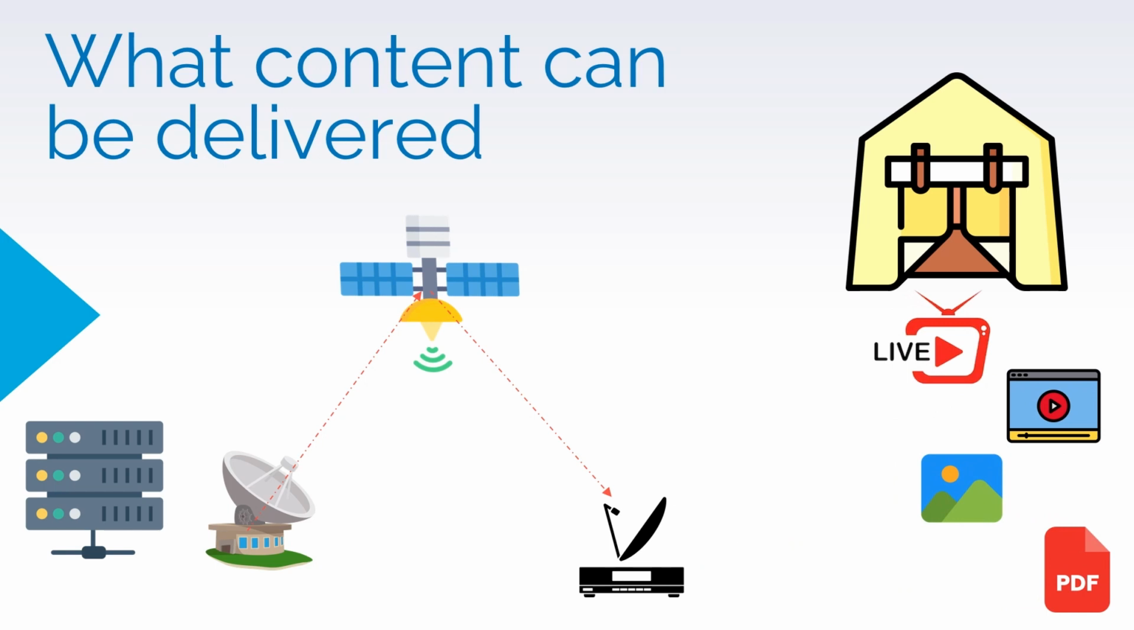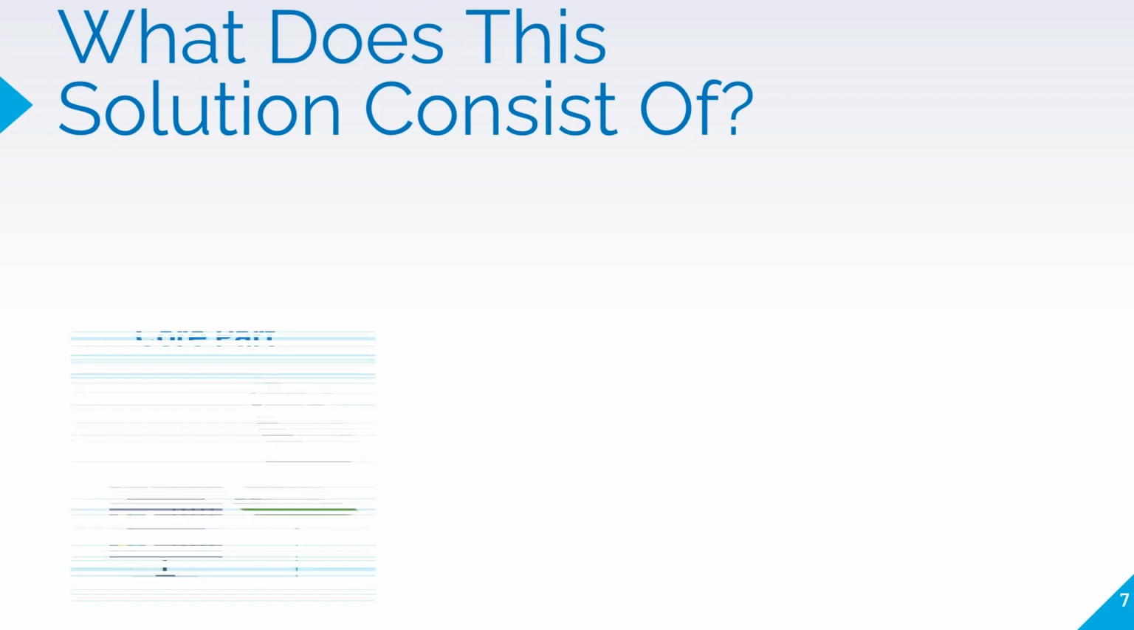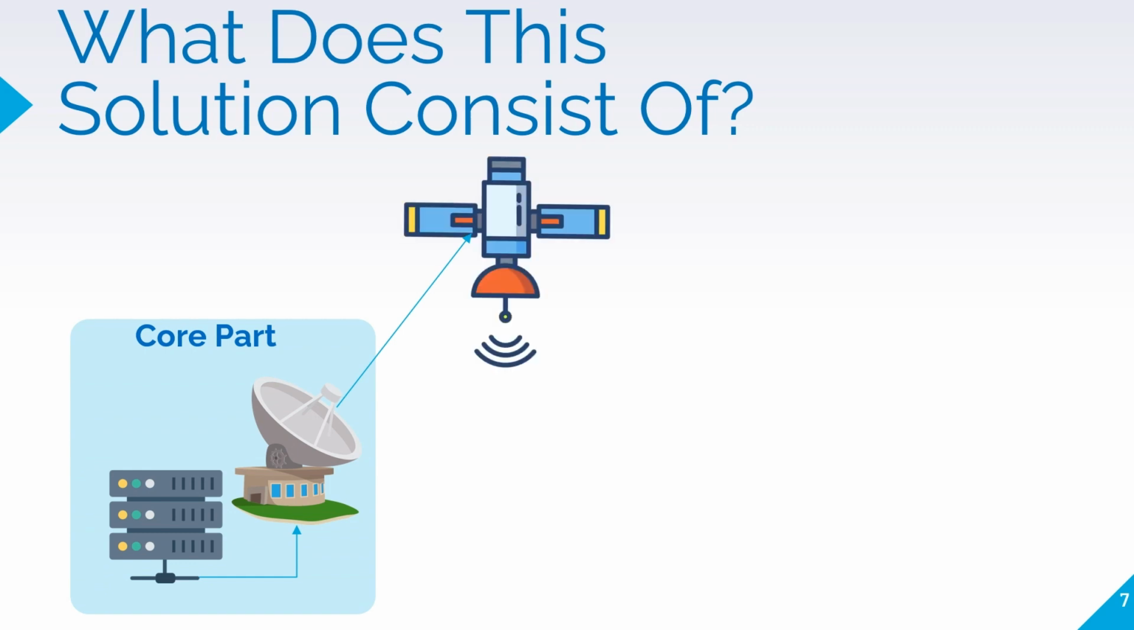So, what are the main components of these innovative solutions? To begin with, the solution can be divided into two parts, the core part and the remote part. The first part involves the production and preparation of content for satellite transmission. Next comes the part we are interested in, the remote sites, in which occur the processing of the received content for users.